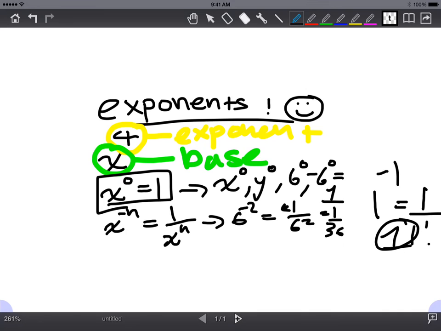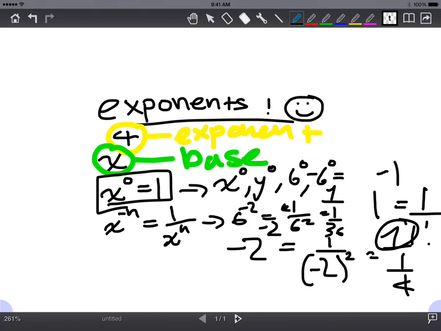Let's just do one or two more examples. So let's say we have negative 2 to the negative second power. That would equal 1 over negative 2 to the second power, which equals 1/4. Sorry if this is sort of messy.